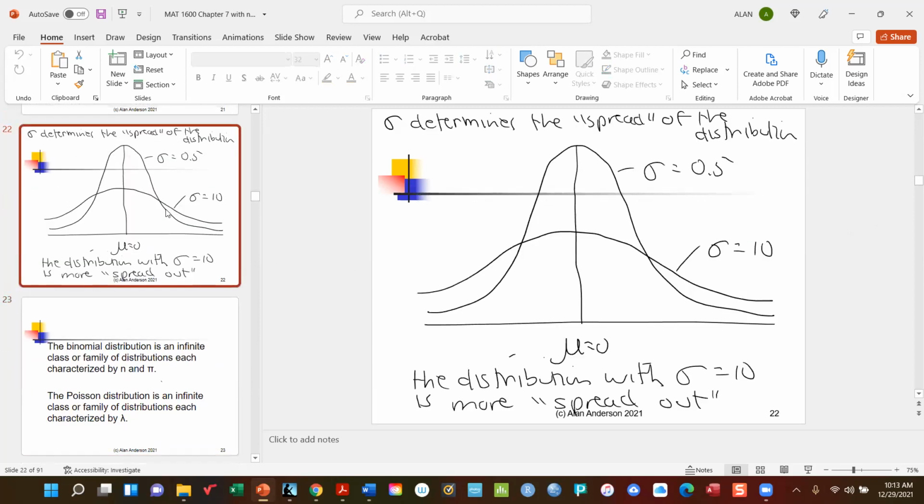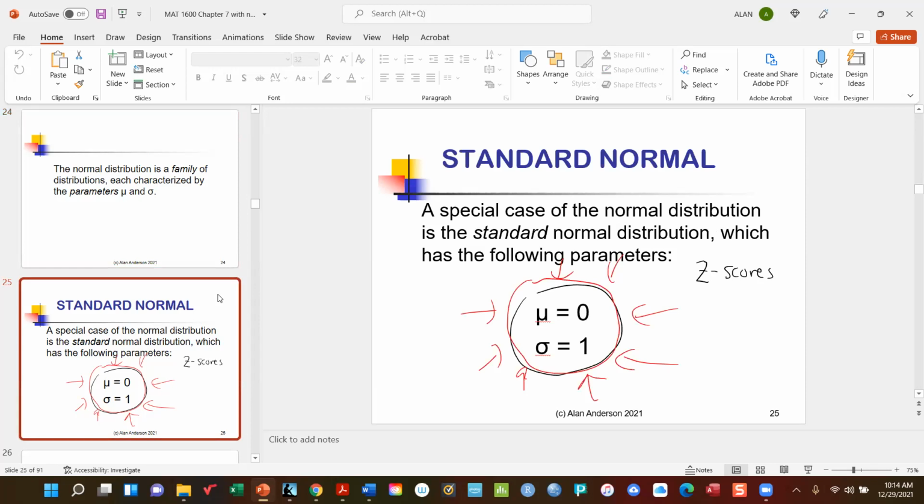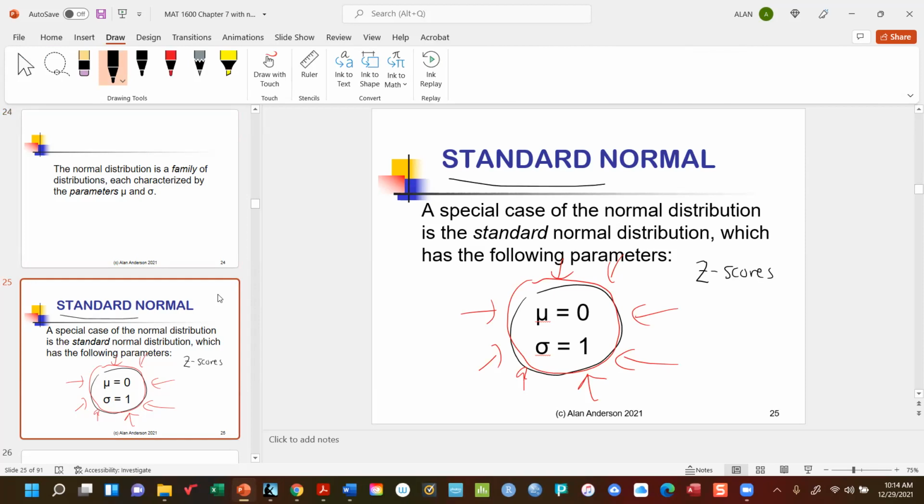So the normal distribution is uniquely characterized by two values, the mean and the standard deviation. And since there's an infinite number of possible values of mu and sigma, that means there must be an infinite number of normal distributions. So it's not just a single distribution, it's actually an entire infinite set of distributions. And we did also mention that one of these infinite numbers of normal distributions is so important that it actually gets its own separate name. And that would be the standard normal distribution. And here we have a mean of 0 and a standard deviation of 1.